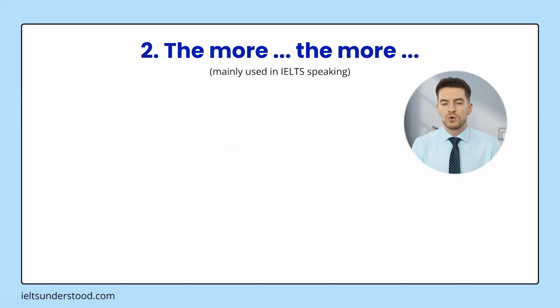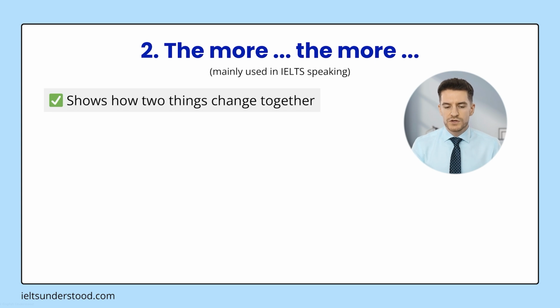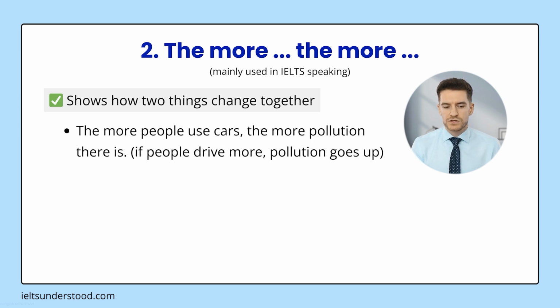Let's move on to the second structure now, which is the more, the more. Now please note this is mainly used in speaking and not so much in writing. So we use this one to show how two things change together. And that's the important thing. We're showing how the things change together. So here's an example. The more people use cars, the more pollution there is. So this simply means if people drive more, well, pollution is going to go up.